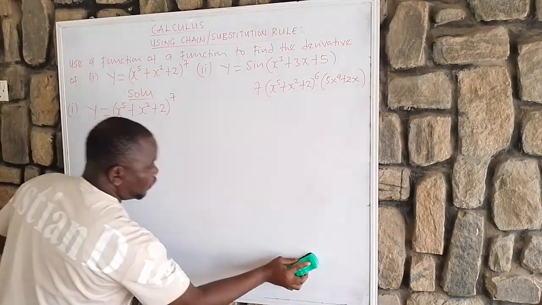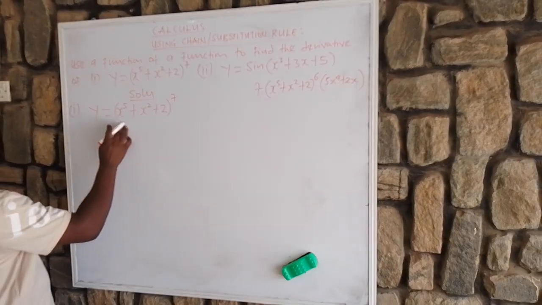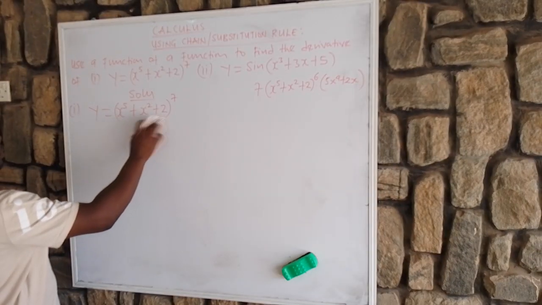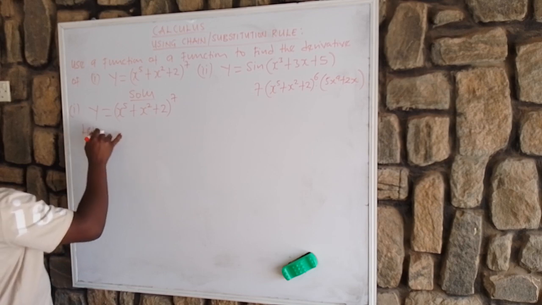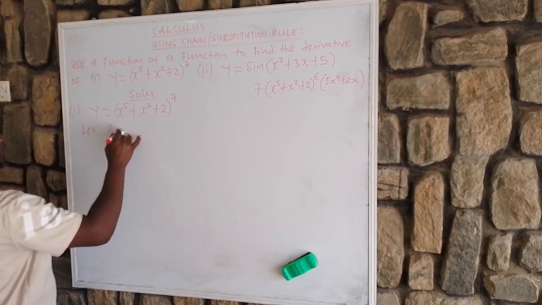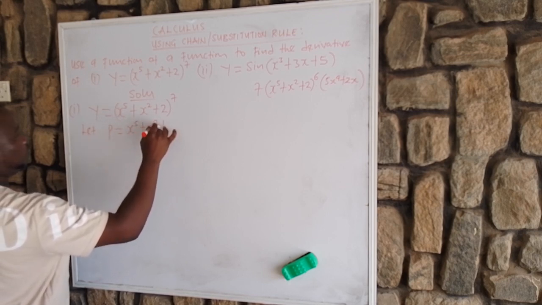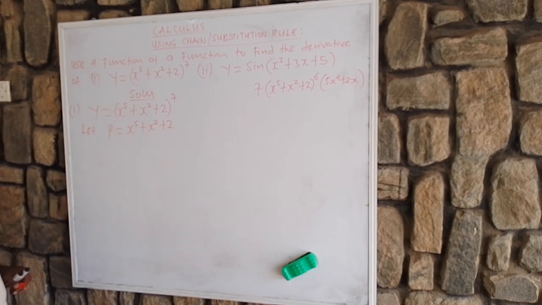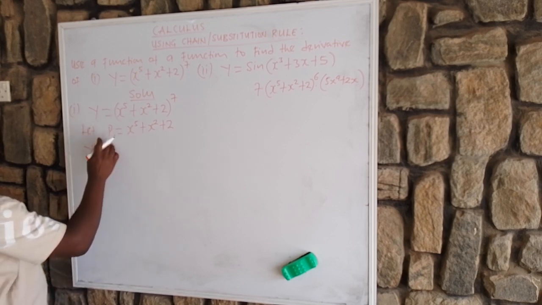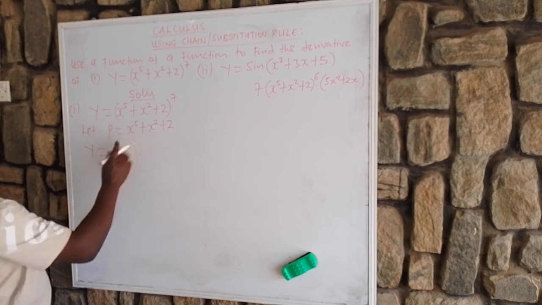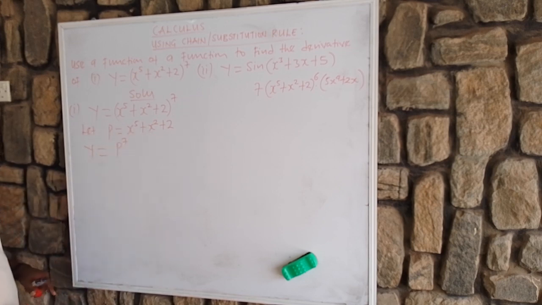Function of a function substitution means we will let any alphabet be equal to what is inside the bracket. So we now write: let p be equal to x to the power 5 plus x to the power 2 plus 2. This implies that your y, since you said let p be equal to this, will now be p raised to the power of 7. True or false?